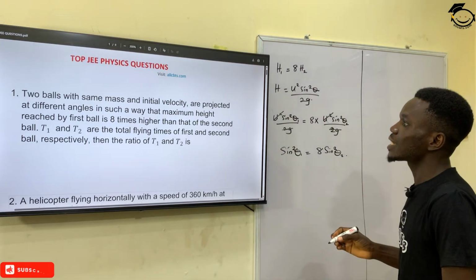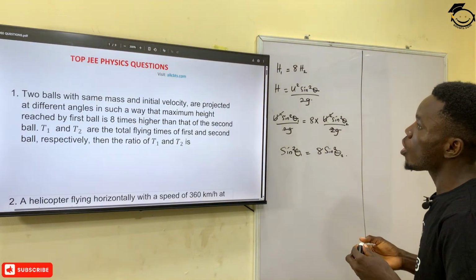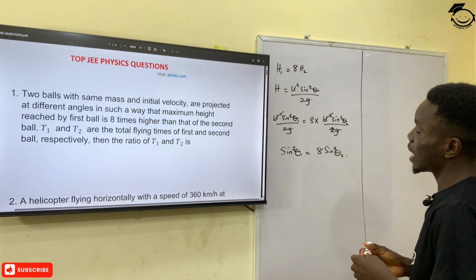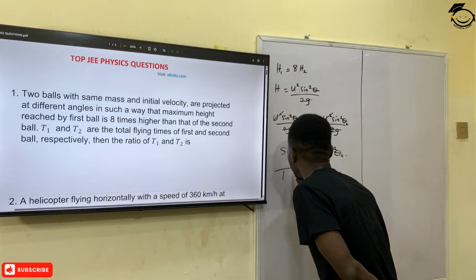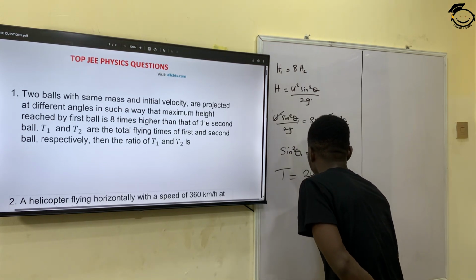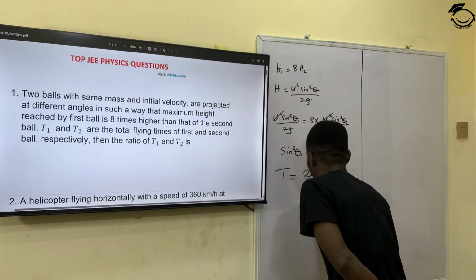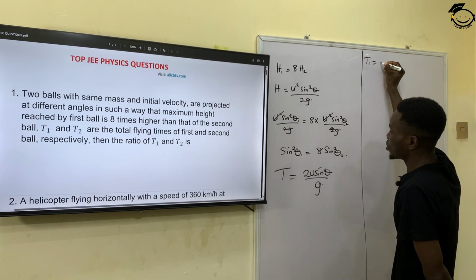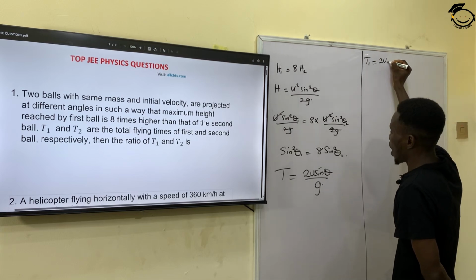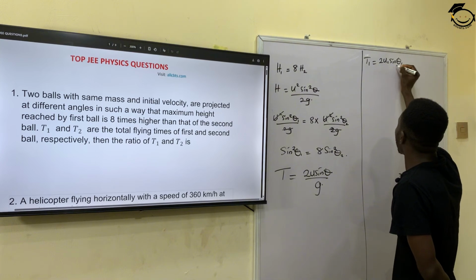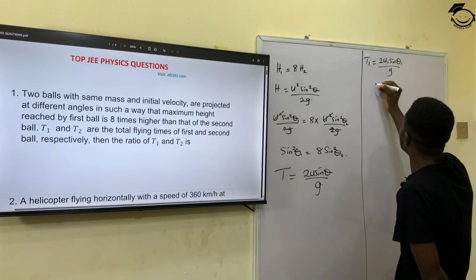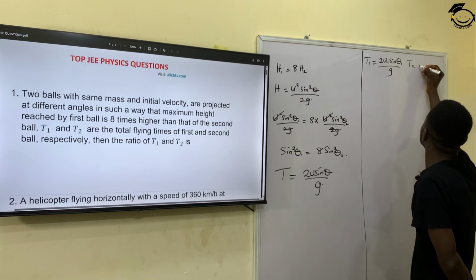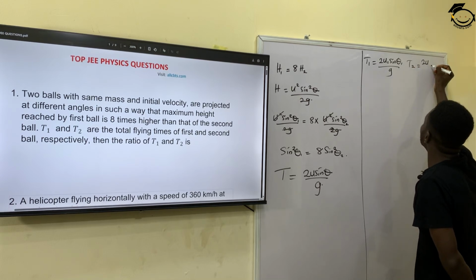So from that, we should find the ratio of T1 to T2, which is their time of flight. And we know that time of flight is 2u sine theta over g. This is the same thing as saying that my T1 is 2u1 sine theta 1 over g, and my T2 is 2u2 sine theta 2 over g.